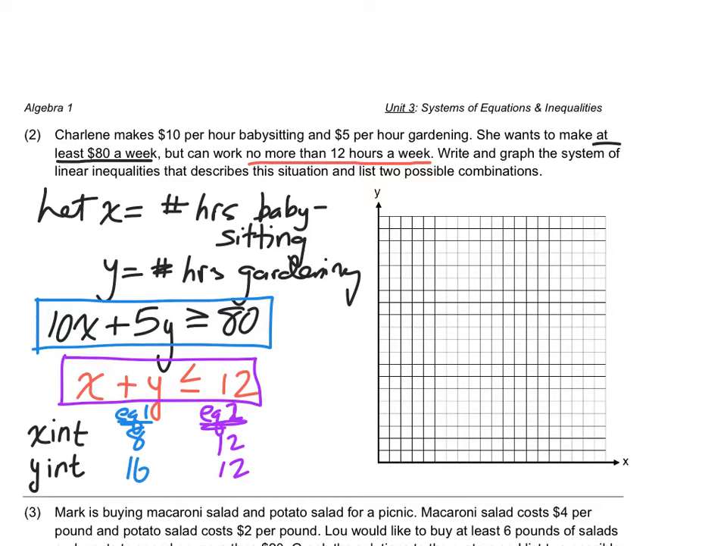So I can plot 8 units in the x direction and 16 in the y direction. Connect those with a straight line segment. Then 12 and 12, so 9, 10, 11, 12. Connect those points with a straight line segment.